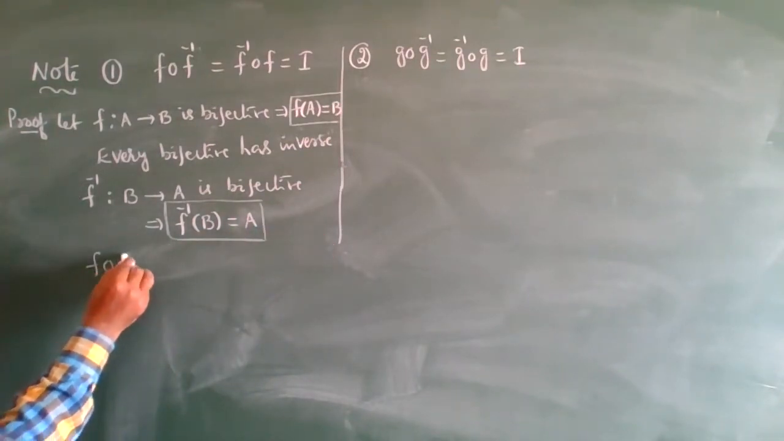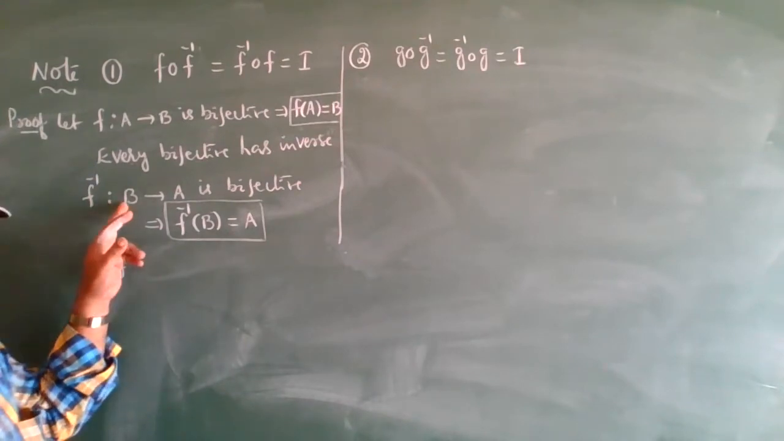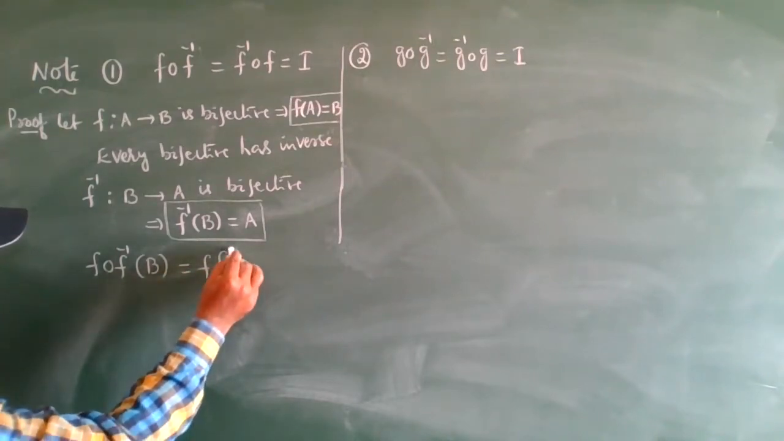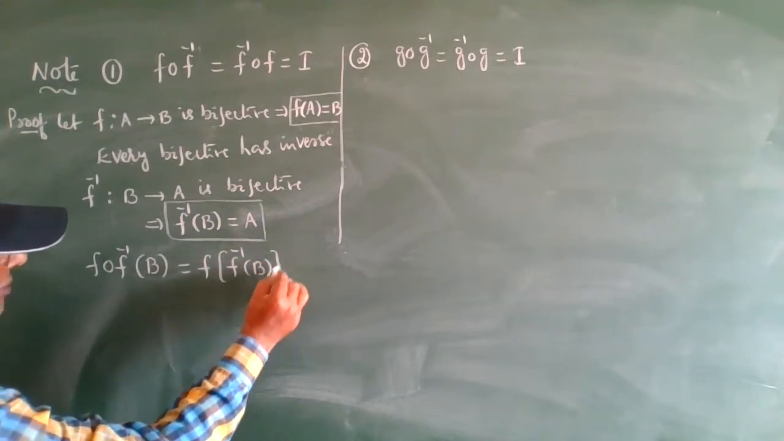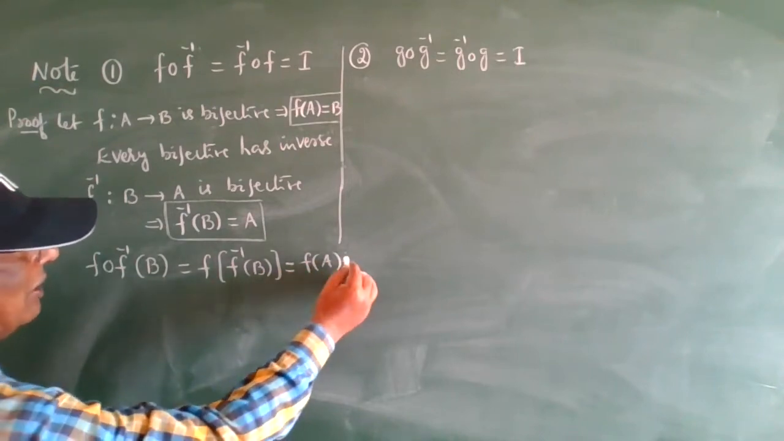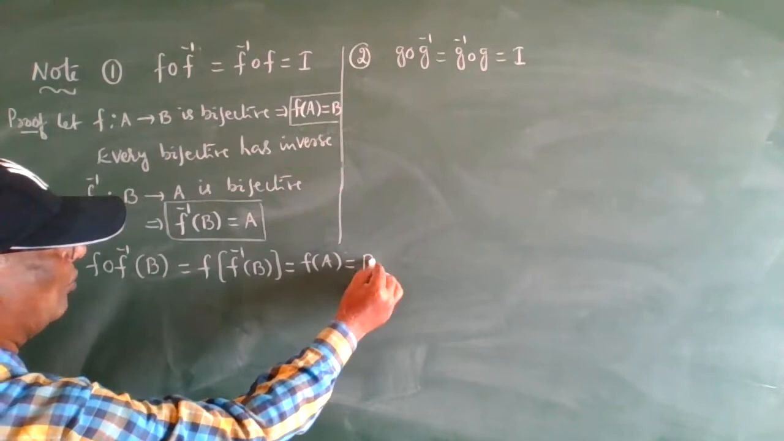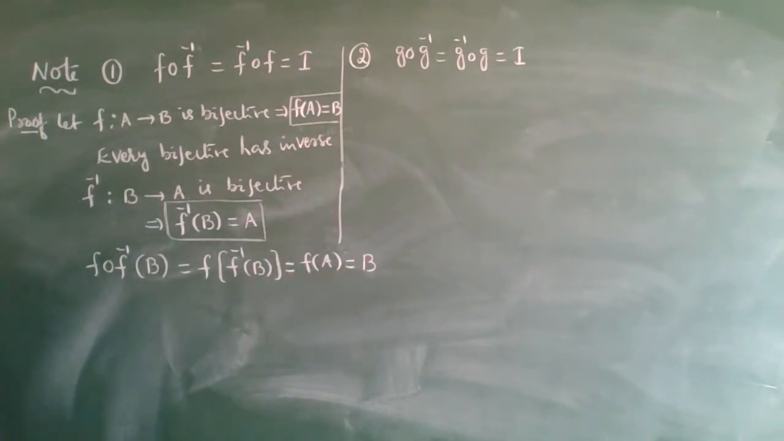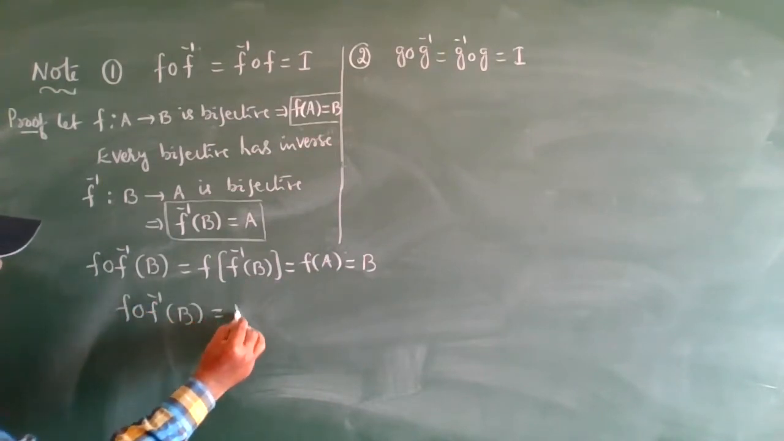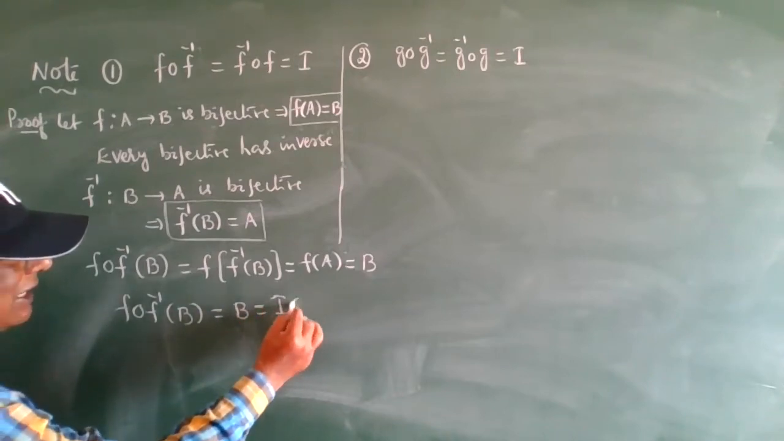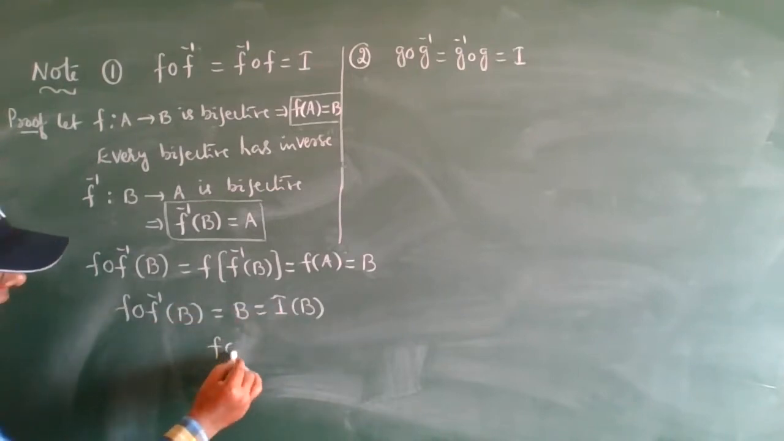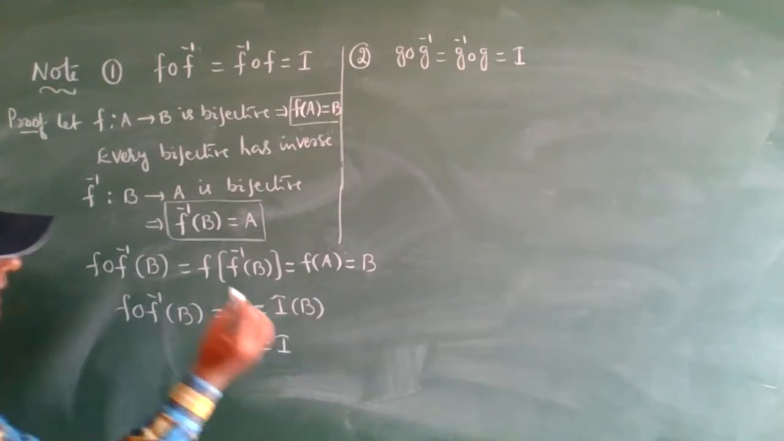Now see F circle F inverse. Inverse started with B. Take B. So F of F inverse of B. F inverse of B is A, that is equal to F of A, whose value is B. We started with B, we ended with B. Therefore, F circle F inverse of B is equal to B. This B can be written as I of B. Therefore, B cancels, and F circle F inverse is equal to I.